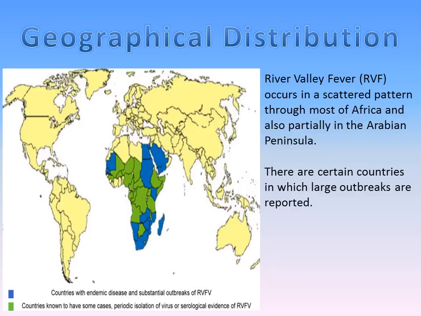Now to talk about the geographical distribution of this disease. Rift Valley fever, RVF, occurs in a scattered pattern throughout most of Africa, but it also occurs partially in the Arabian Peninsula as of the year 2000. There are certain countries in which larger outbreaks are reported. Overall, this disease is more common in areas with sheep and cattle and other livestock, and therefore it's more common in areas of Africa such as Eastern and Southern Africa. However, this disease is also found in Sub-Saharan Africa and Madagascar.